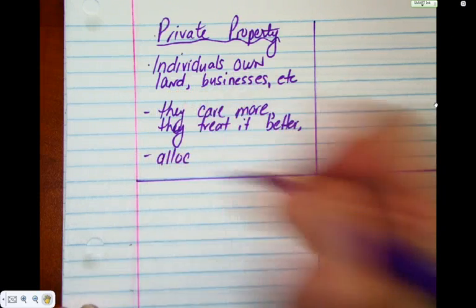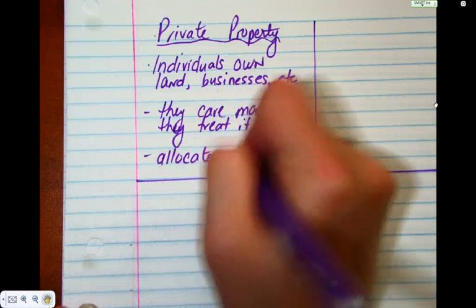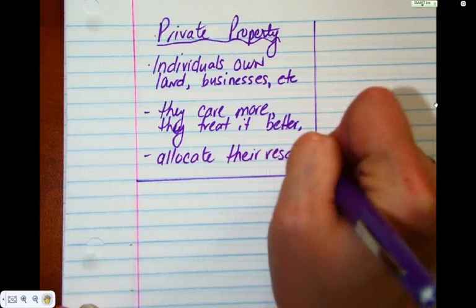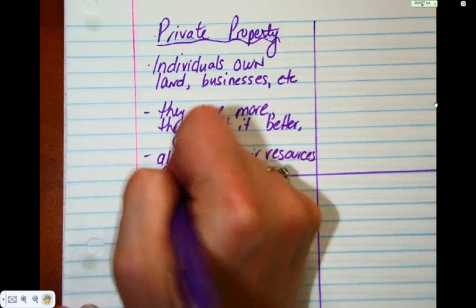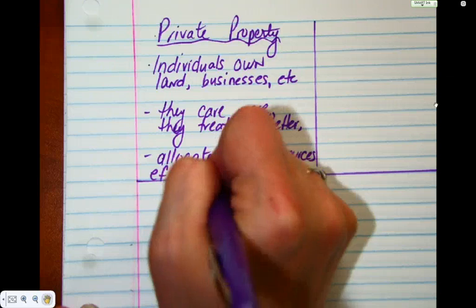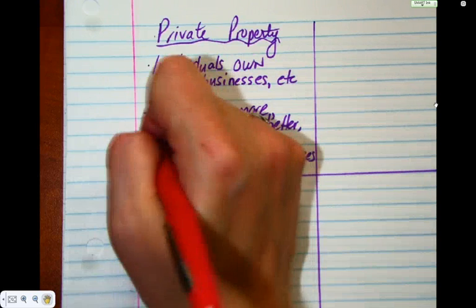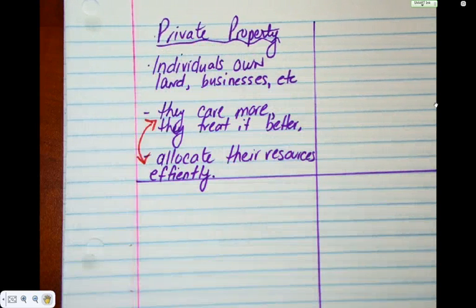I just totally forgot how to spell allocate. Efficiently. I'm just going to put a double arrow because these mean the same thing. Just the bottom is how we say it in economics versus just in a general way. So yes, they care more, they treat it better. What that means in terms of economics is they're going to use the resources efficiently.